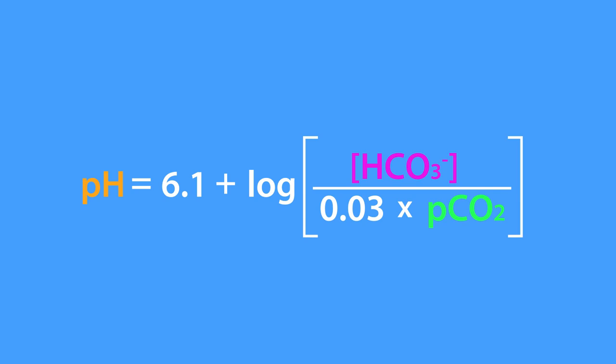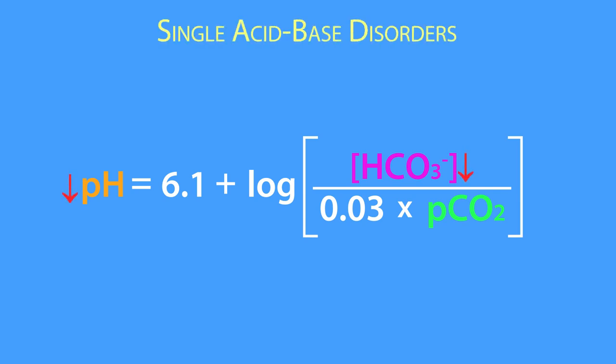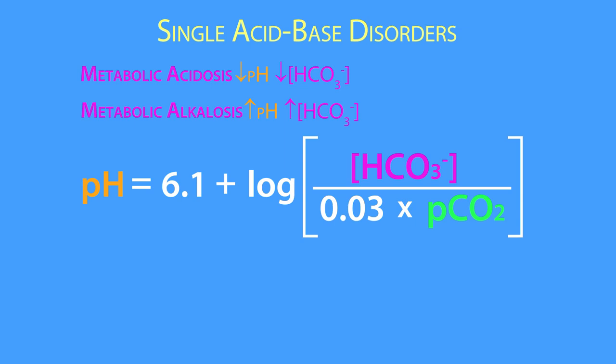In simpler terms, reduced bicarbonate concentration is associated with metabolic acidosis. Increased bicarbonate concentration is associated with metabolic alkalosis. Increased partial pressure of CO2 is associated with respiratory acidosis. And finally, decreased partial pressure of CO2 is associated with respiratory alkalosis.